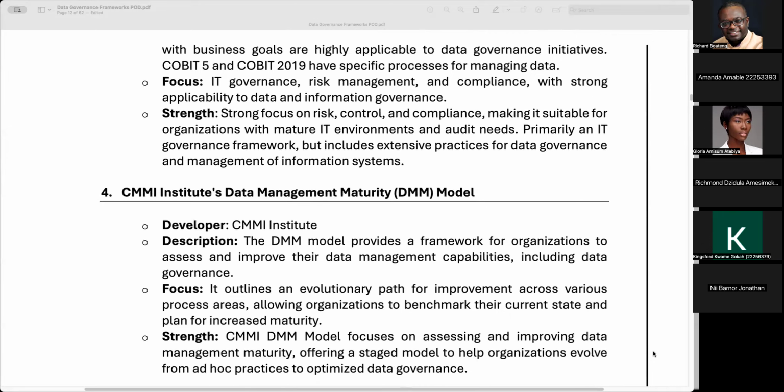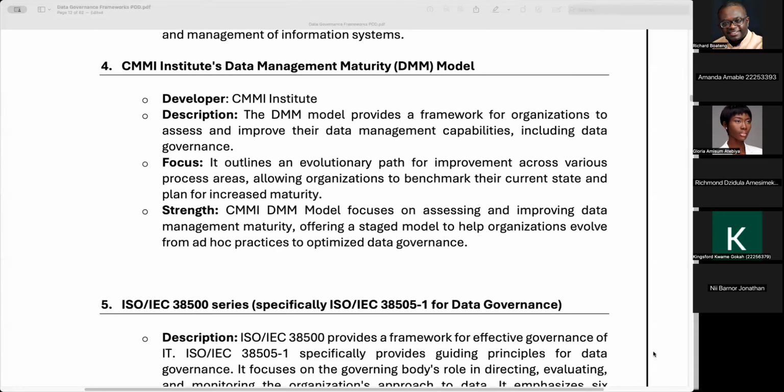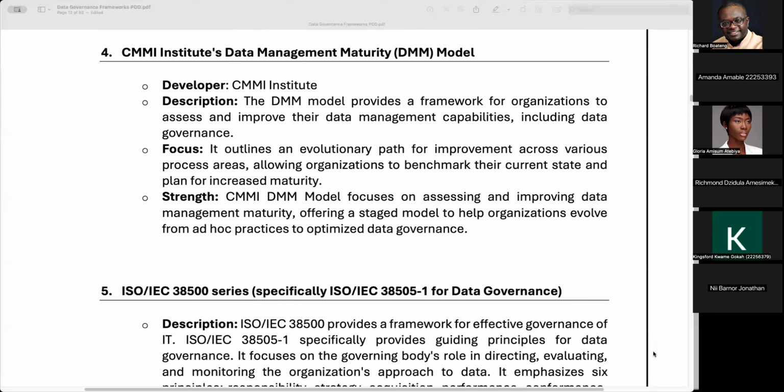Makes sense. Then we have the CMMI Institute's Data Management Maturity, DMM model. Maturity model sounds like assessment. Exactly. The DMM is primarily focused on assessment and continuous improvement. It provides a model to evaluate an organization's current data management capabilities across a range of process areas, including data governance, data quality, architecture, and others.